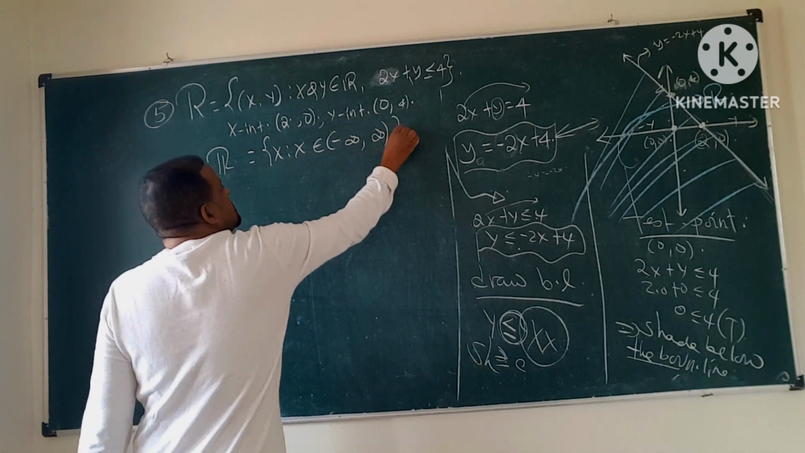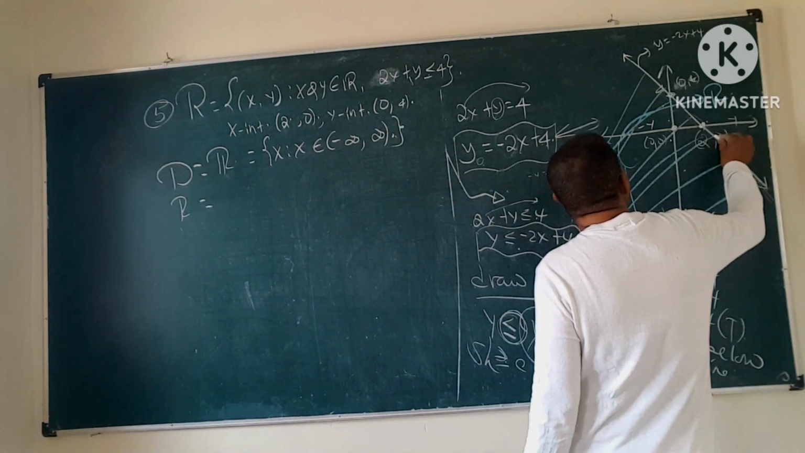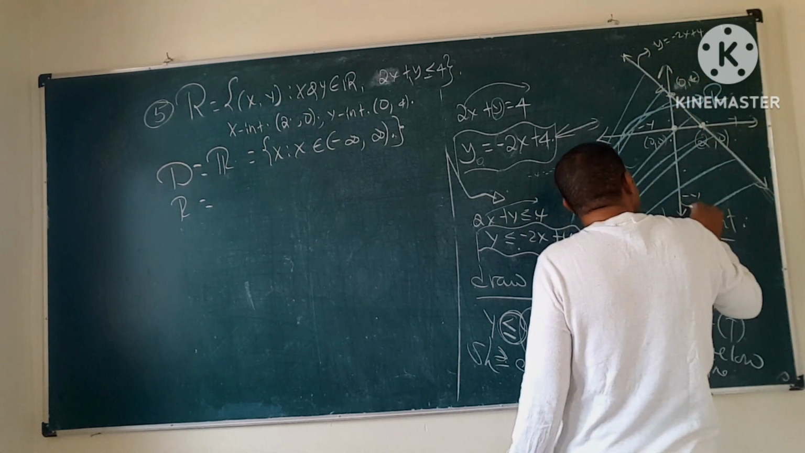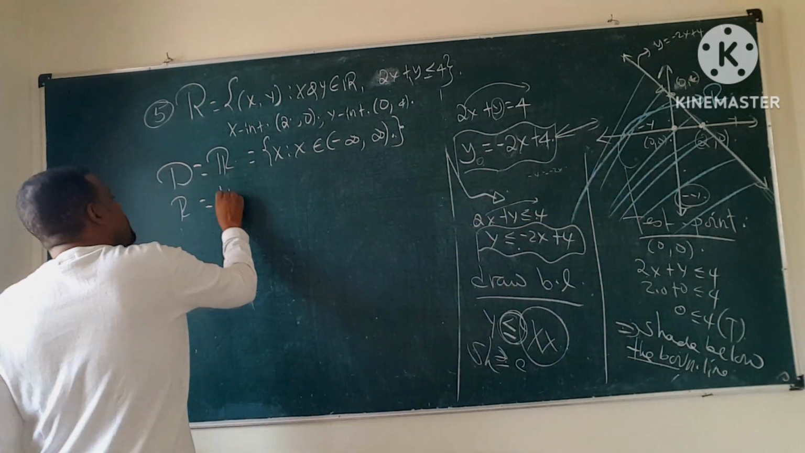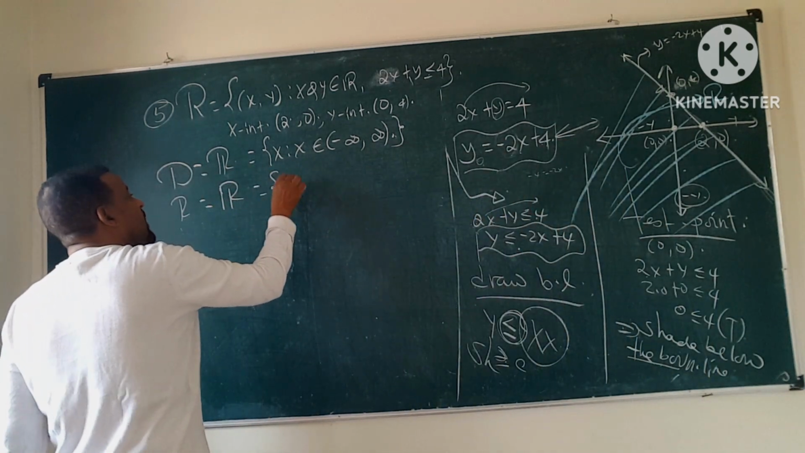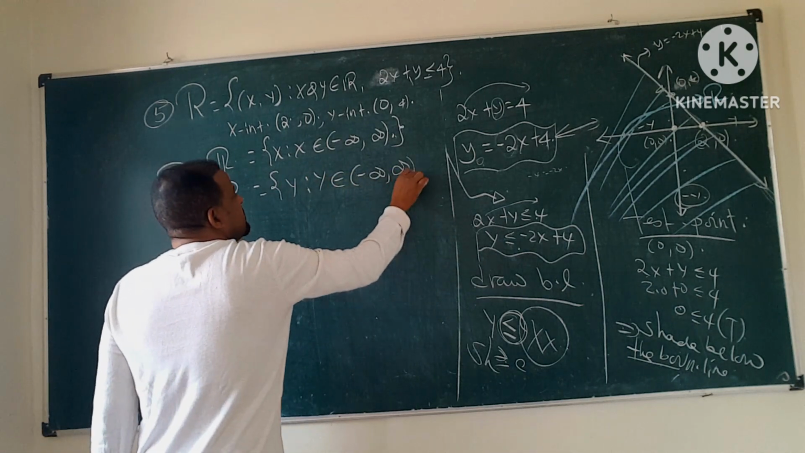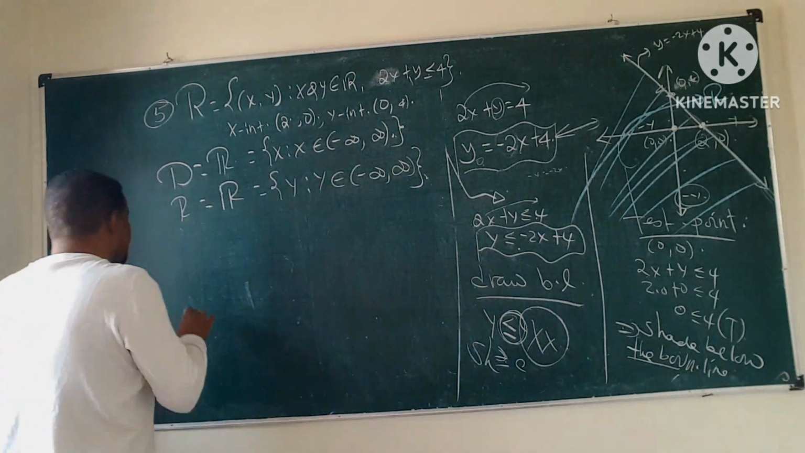The range, the same, is the set of all y such that y is a member of negative infinity and positive infinity. That is it. Okay, so now look at our generalization.